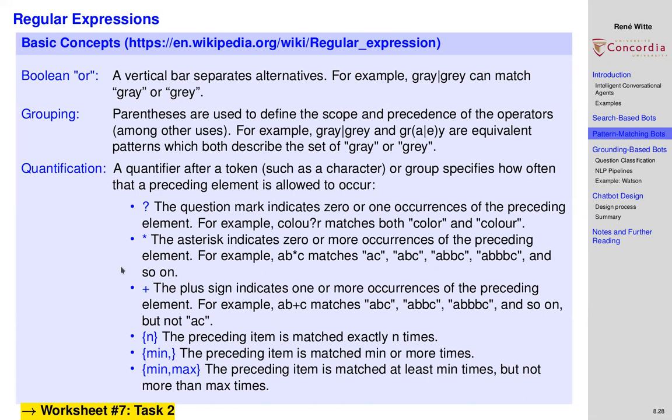So these are just the basics, but again, refresh your knowledge about regular expressions. Here we are interested in using regular expressions for matching natural language text. And there is a small exercise, task 2, on the worksheet.